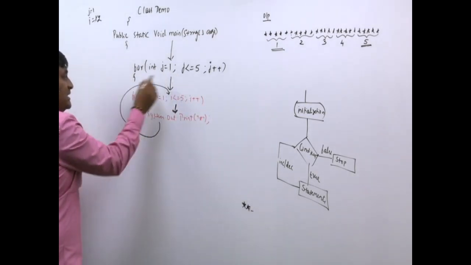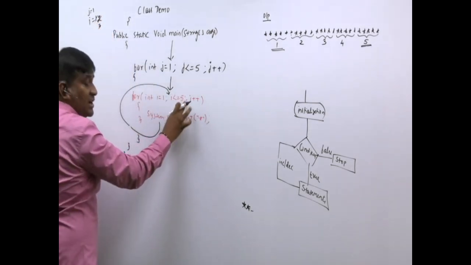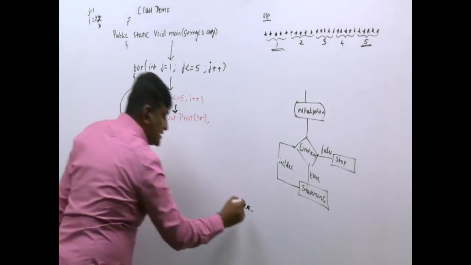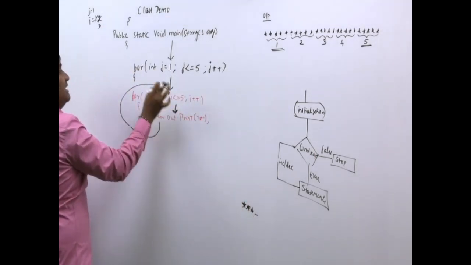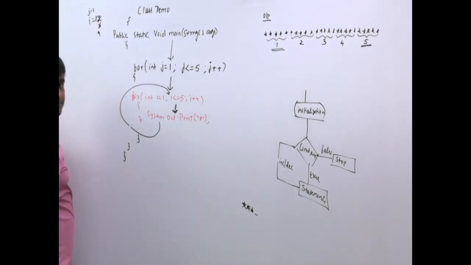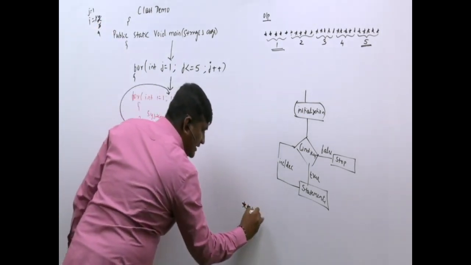Now before going and checking the condition, I will increment the value, I becomes 3. Is 3 less than or equal to 5? Yes, come inside. Print star. Again go back and check the condition. Before that you should increment the value, 3 becomes 4. Is 4 less than or equal to 5? Yes, come inside. Print star.